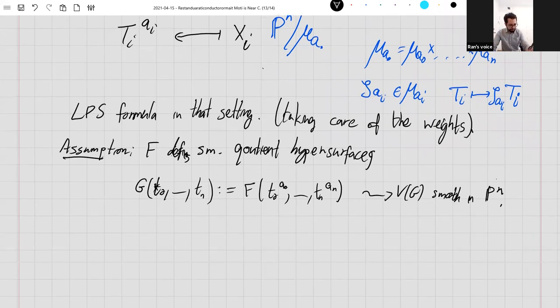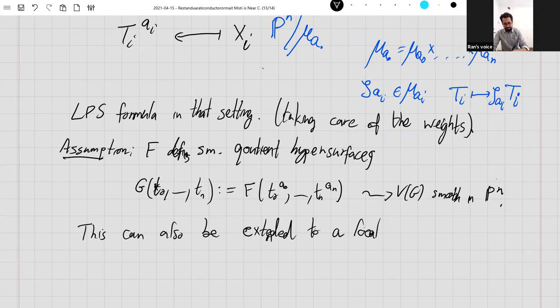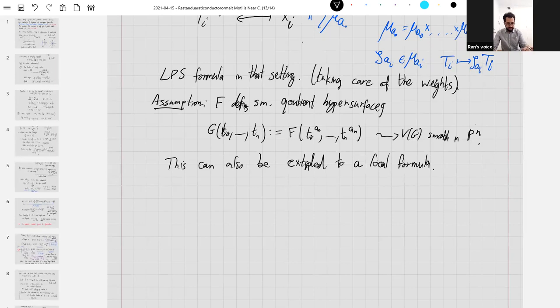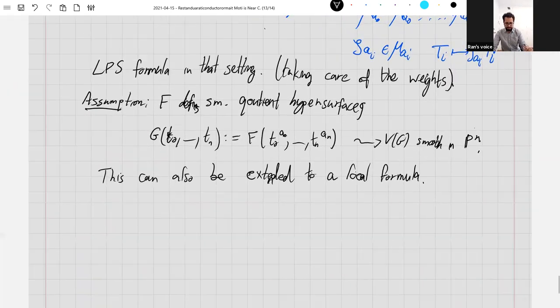And this can also be extended to a local formula, with a similar construction. So the same theorem that I told you holds, and the construction is similar.